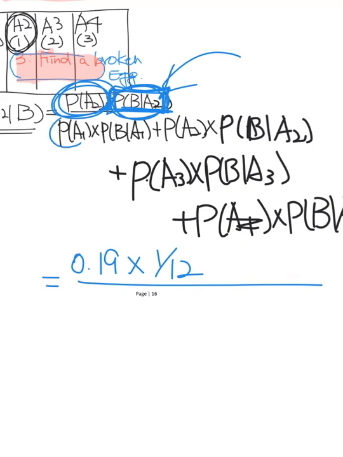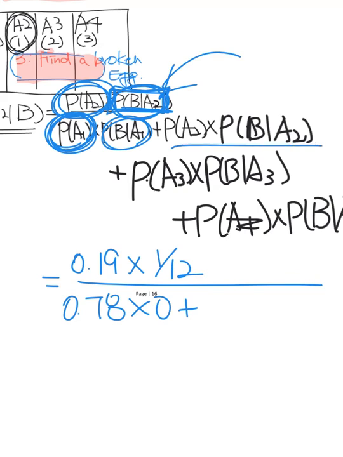Now, how much was the probability of A1? I remember 0.78. Am I correct? 0.78. Then what is the chance I can choose a broken egg from there? Impossible. Because we knew every one of the 12 eggs in the box is clean. I can't take broken eggs. So 0. The second one, we took them before in the numerator. So 0.19 times 1/12.